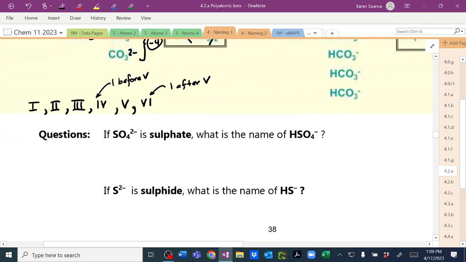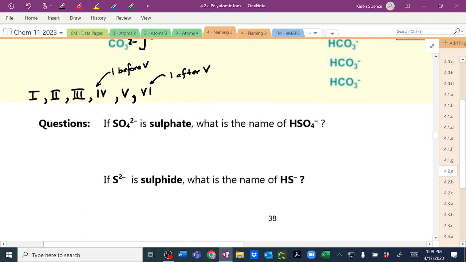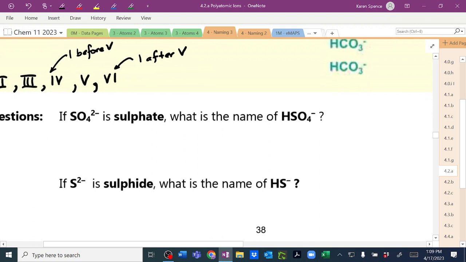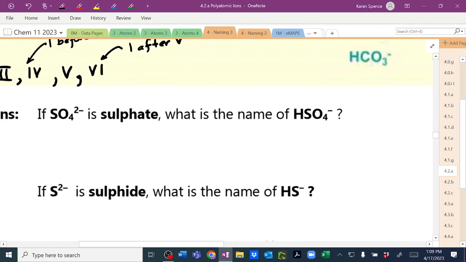I would like you to try and answer this, and once you've answered it, I want you to check with your partner. If SO4 2 minus is named sulfate, and don't look at your pink sheet, just see if you can figure it out, what are 2 names for HSO4 minus?